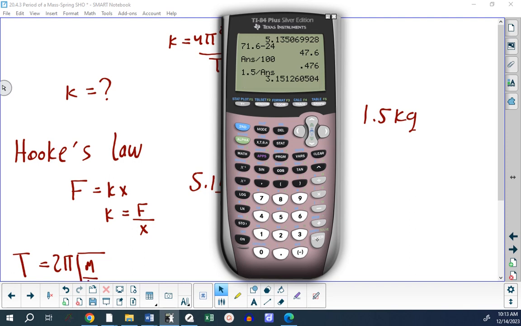Are you getting the same answer? That doesn't seem right to me. Don't you have to multiply by 9.81? Yeah. It seemed way too small. Thank you. Yes, I have to multiply by 9.81. This is only the mass, not the force. So now I divide by 0.476. That seems more reasonable. 31 newtons per meter.